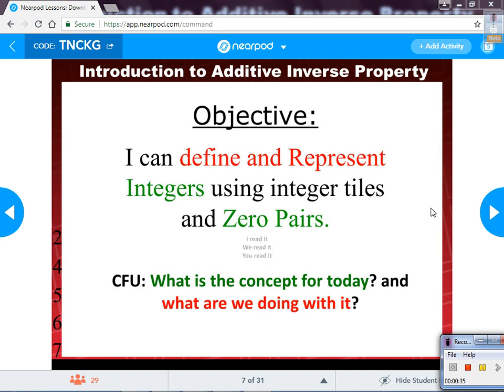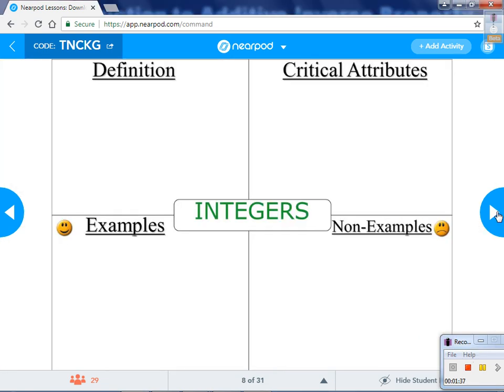And what are we doing with it? We're defining and representing. Okay, so we get that, right? Copy that objective at the bottom left of your Cornell notes. You should be already almost done. On my screen over here, I'm going to freeze it in case you haven't finished copying, and I'm going to forward your screen. Now, the main concept we're going to focus on is integers, yes? So, fill in integers in your Frayer model right there.